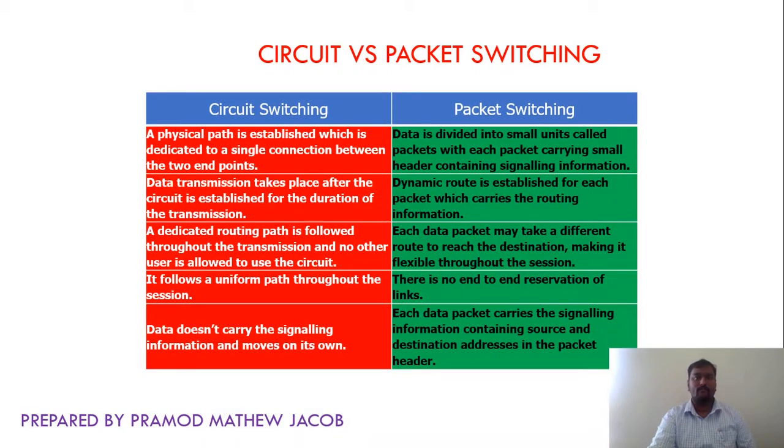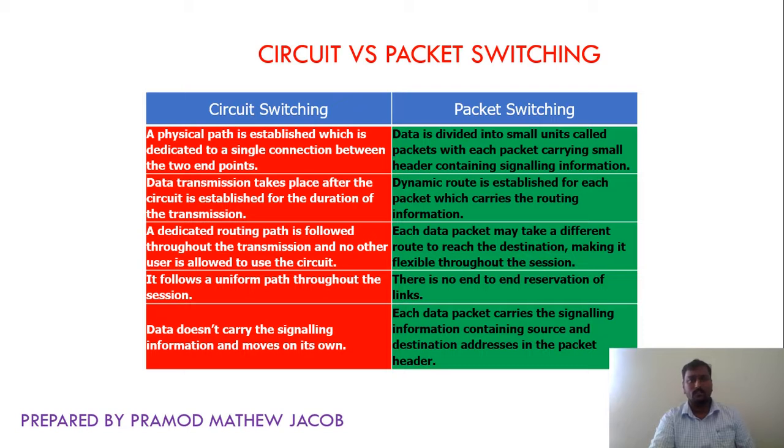In circuit switching, a physical path is established which is dedicated to a single connection between the two endpoints. That is, a single dedicated point-to-point communication is established between the sender and the receiver. Whereas in packet switching, data is divided into small units called packets, with each packet carrying a small header containing the signal information. There is no dedicated point-to-point communication in packet switching. In circuit switching, data communication takes place after the circuit is established for the duration of the transmission, whereas in packet switching, dynamic route is established for each packet which carries the routing information.